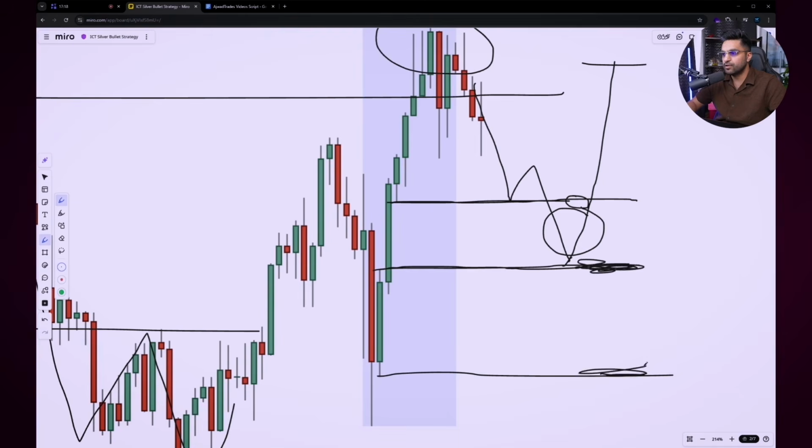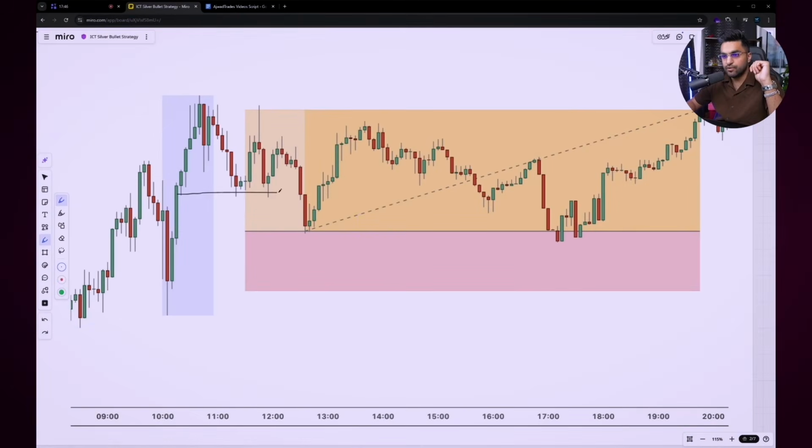I'm going to be putting my stops here, and my target is going to be 2R. It has to be 2R, or by the end of the day, if market hasn't reached 2 risk to reward, I will simply close the trade. So here is the trade example. This was our fair value gap.